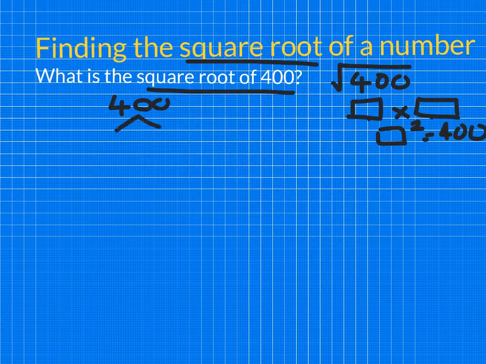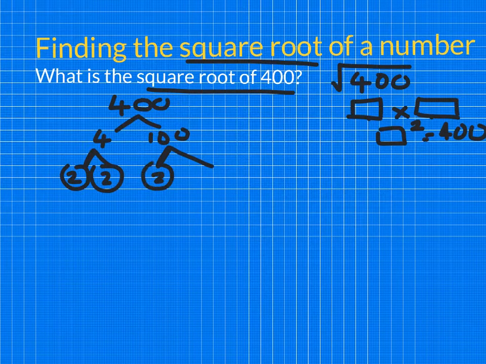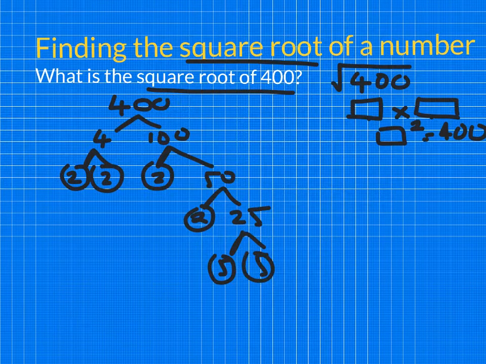So 400 could be seen as 4 times 100. 4 isn't prime, so that's going to become 2 times 2. 100 could be thought to be 2 times 50. 50 is 2 times 25. And 25 is 5 times 5. We can now rewrite 400 as a product of its prime factors. So 400 is equal to 2 times 2 times 2 times 2 times 5 times 5.